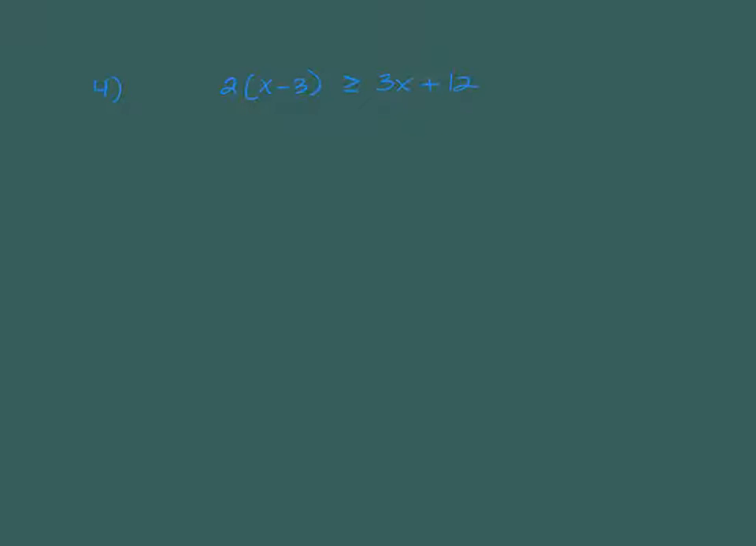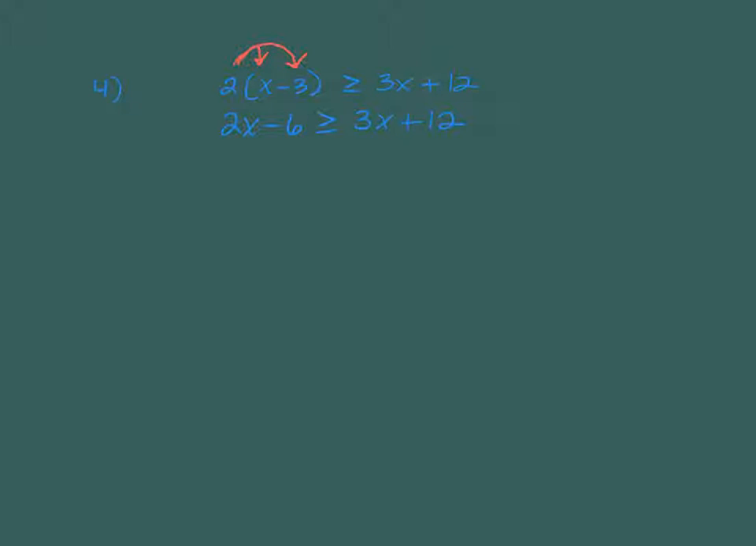Okay, on number 4, we have 2 times the quantity x minus 3. We have parentheses in here. These parentheses we need to get rid of first. So the only way we can get rid of them is to distribute that 2 through your parentheses. That's going to leave you with 2x minus 6 is greater than or equal to 3x plus 12.